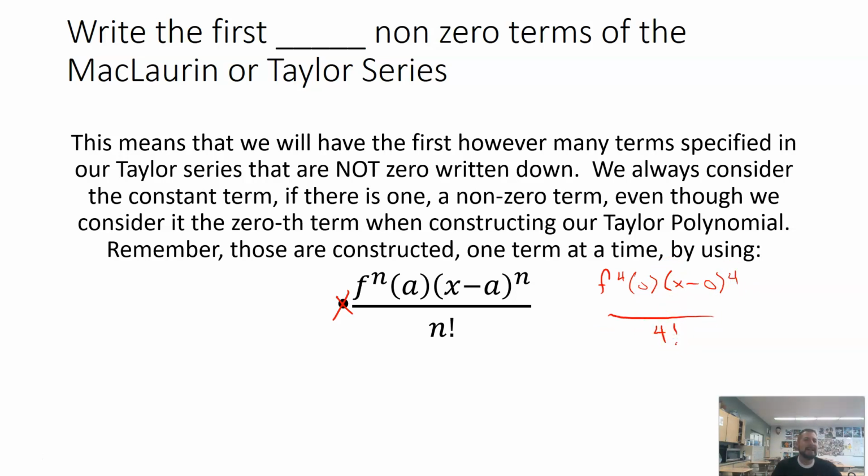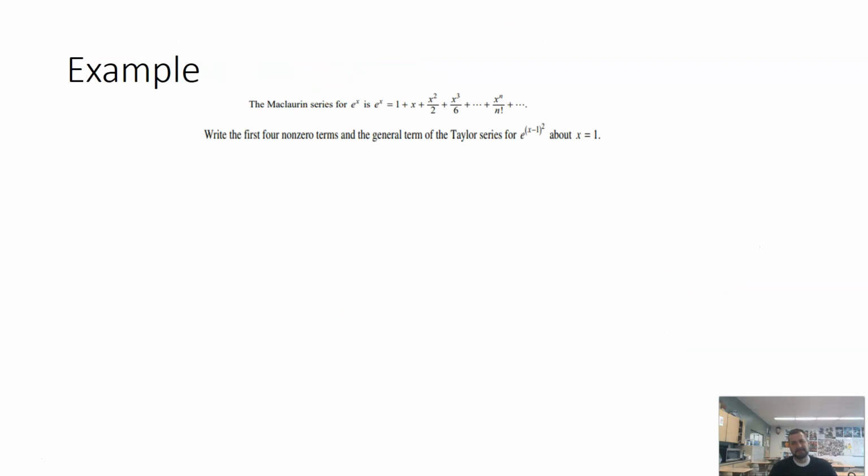So here's an example of a problem where we would have to do this. We've got the Maclaurin series for e to the x, and then it actually tells us what the power series is to start here. Then it says write the first 4 non-zero terms. We'll get to the general term in just a second, but write the first 4 non-zero terms for e to the (x minus 1) squared about x equals 1.